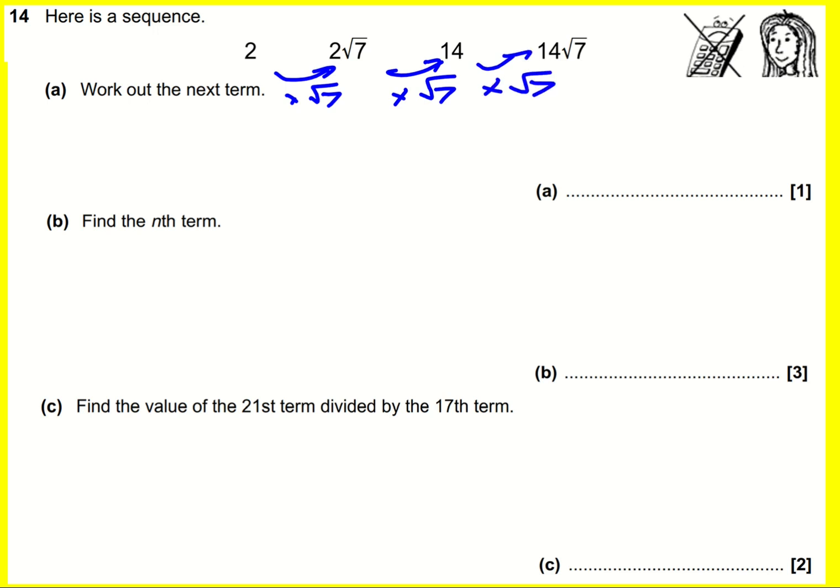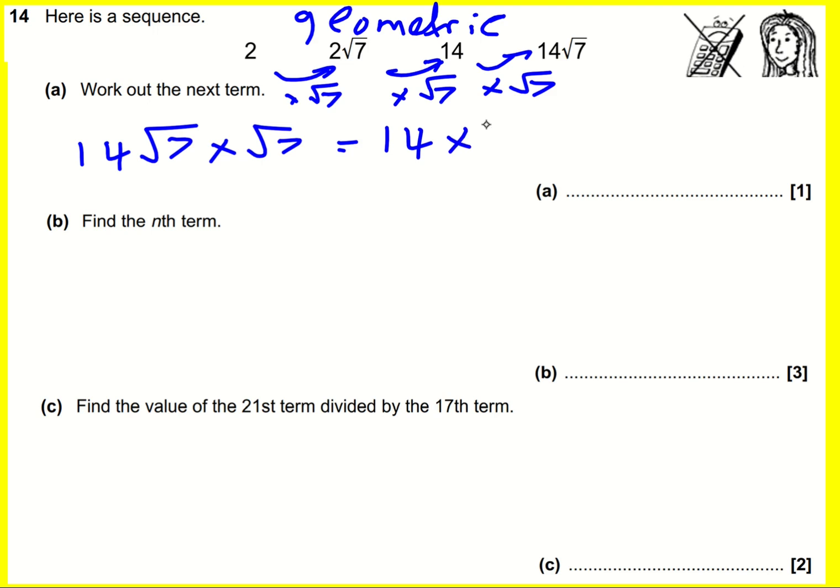So basically, this is called a geometric sequence. And this rate, what do we call it? We'll call it R sometimes, but it's the multiplying thing. In this case it's root 7. So how are we going to work out the next term? Well, it's going to be 14 root 7 multiplied by root 7, which is 14 times 7, which is 98.